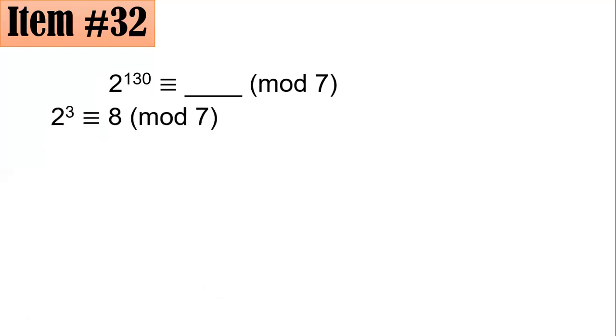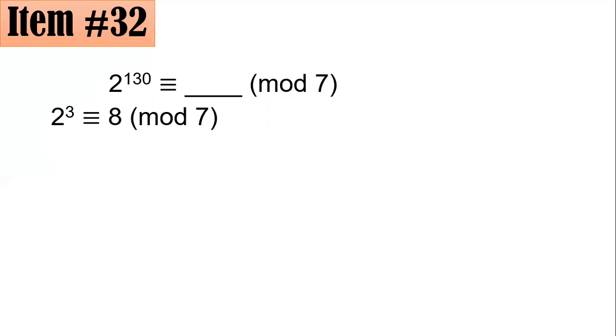So you could start with 2 cubed. You might ask, how come, sir, you started with 2 cubed? If I start with 2, 2 squared is 4, 2 cubed is 8, and if I divide 8 by 7, the remainder is 1. That's the trick here.